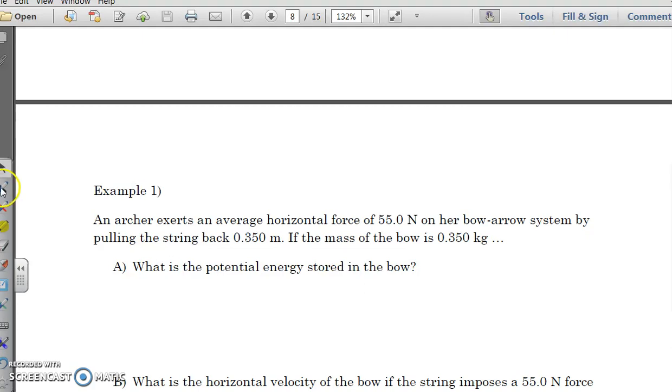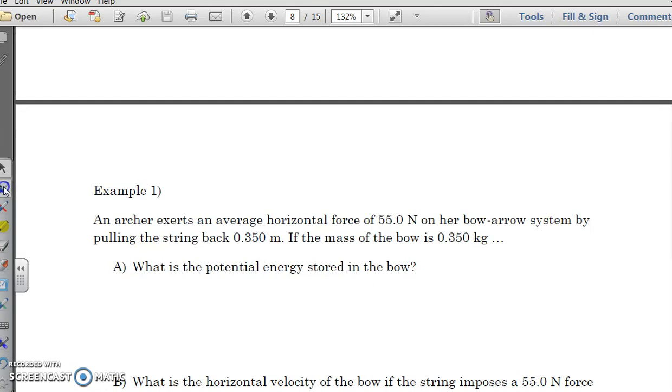So taking a look here at a first example, an archer exerts an average horizontal force of 55 newtons on her bow and arrow system by pulling the string back 0.35 meters. If the mass of the arrow is 0.0350 kilograms, what is the potential energy stored in the bow?